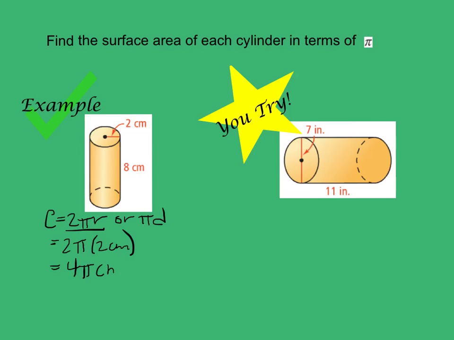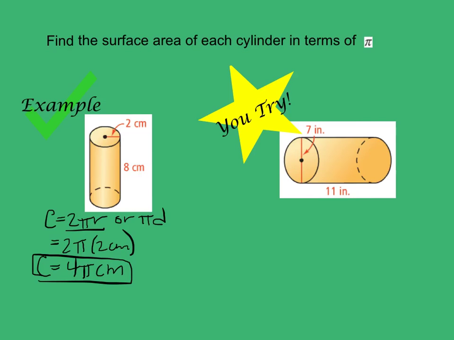Now, you might be tempted to go through and say, okay, well, 4 pi, that's 4 times 3.14, so that's actually 12 point whatever. But no, you don't need to do that because it says find the surface area of each cylinder in terms of pi. So you're just going to leave the symbol pi in your answer. So we can continue on.